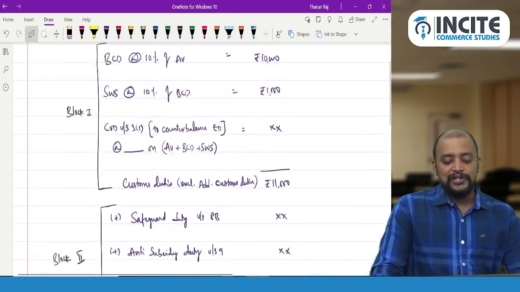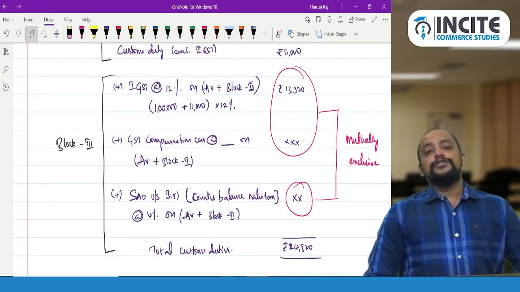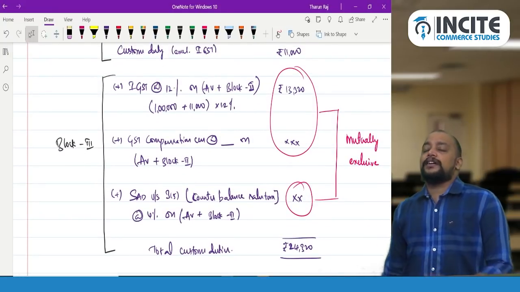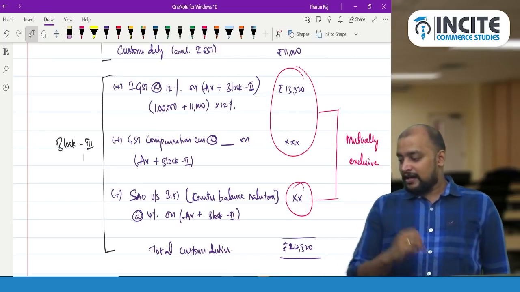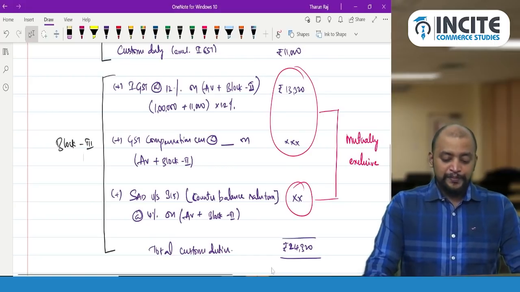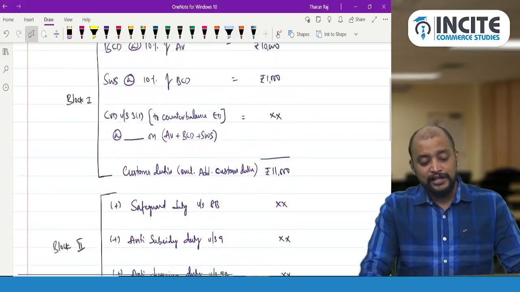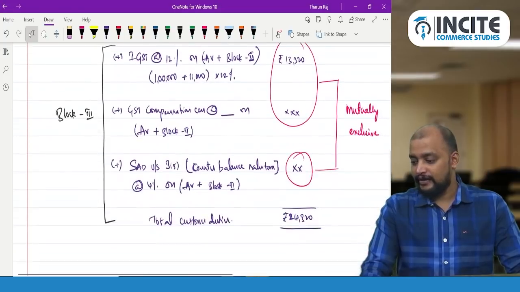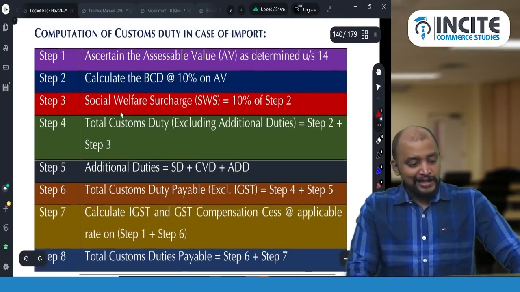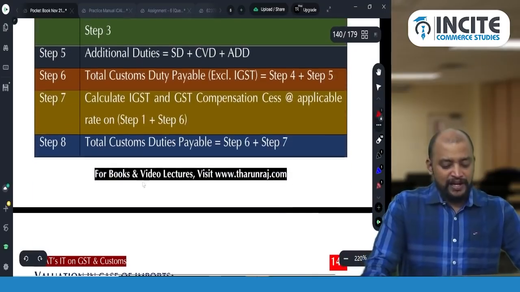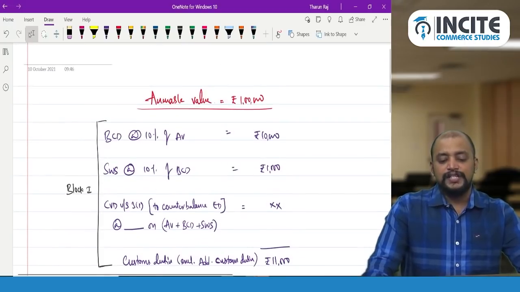So this procedure for computation of customs duty, if you remember, it will be easy for you. Definitely there is a chance of a question in the exam related to computation of customs duty. Understand? Now, any doubt here? Computation, any doubt? No? So the steps I have given, sir: step 1, step 2, step 3, step 4, step 5. That is what we need to do. Those steps only I just converted into this way.